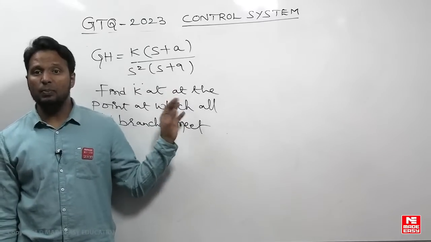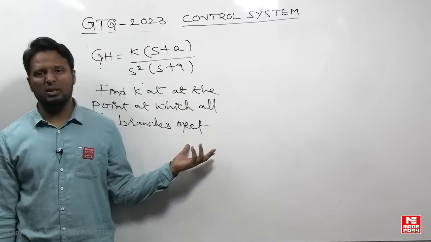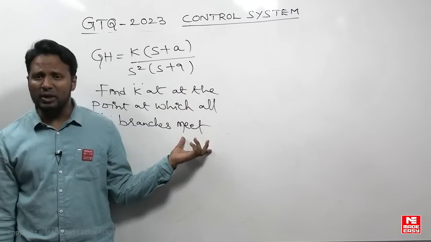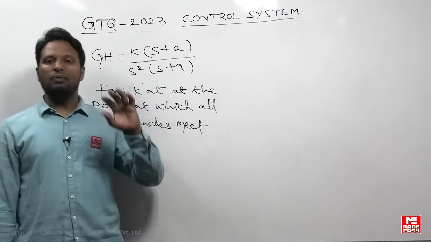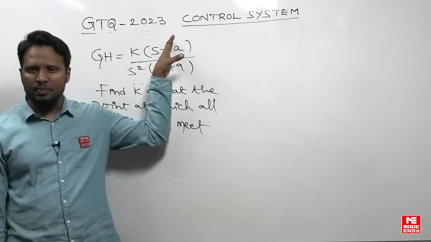This question is simple and straightforward: find the value of K at the breakaway point. That is all it is asking. Question is to find the value of K at the breakaway point, saddle point. That is all it asks. So what will we do? First we get the breakaway point from the solutions of dK by dS.